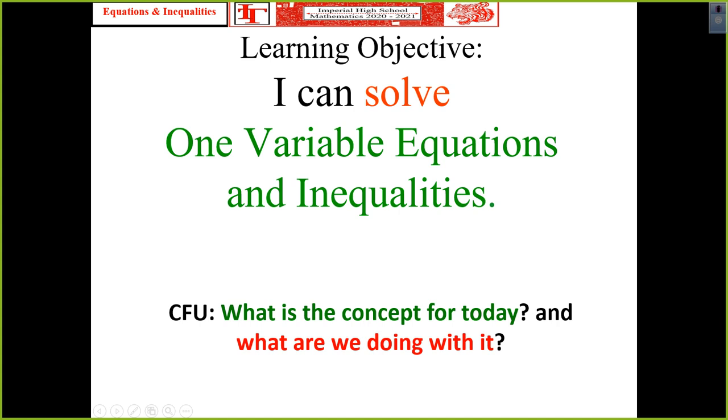So the question is, what is the concept for today? What is the main idea? One variable equations and inequalities. And what are we doing with them? We're solving.